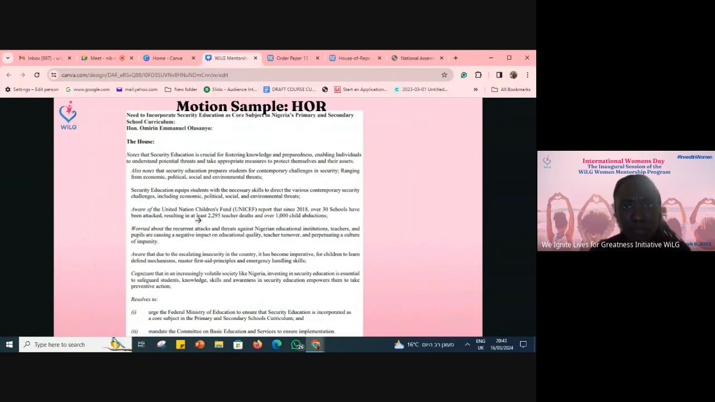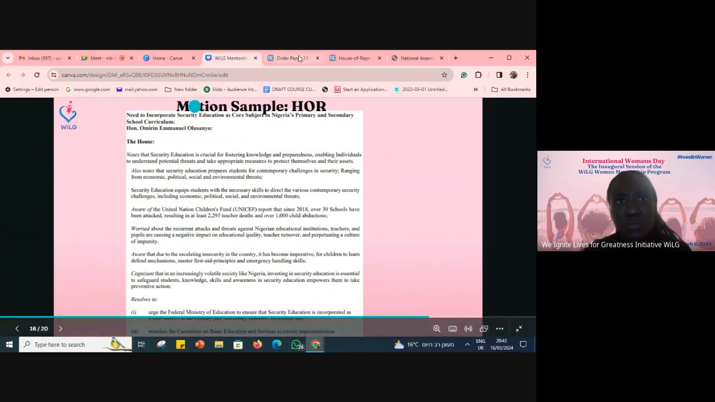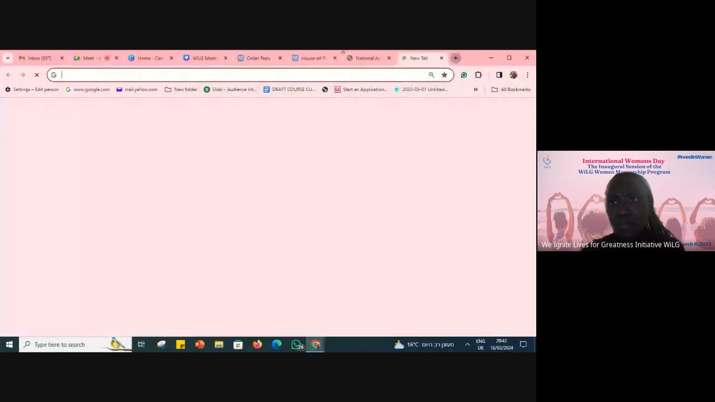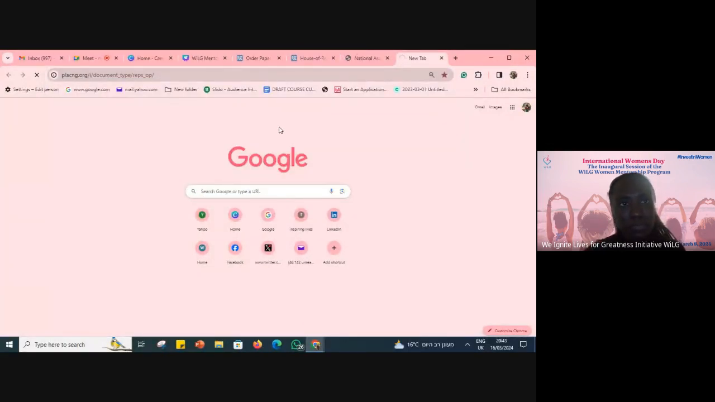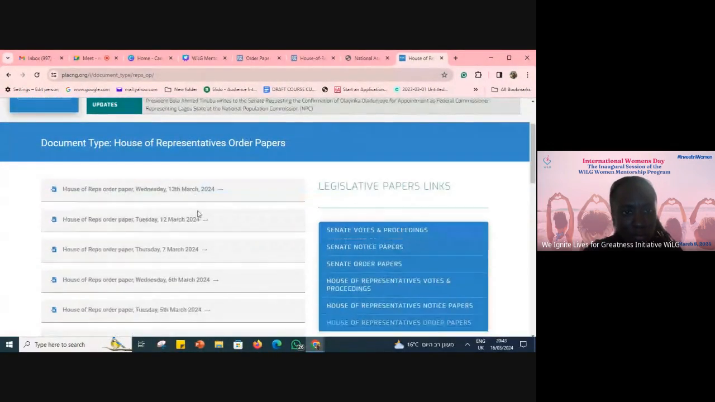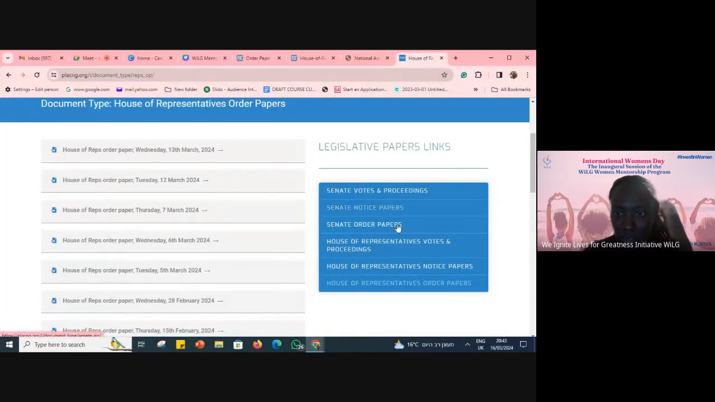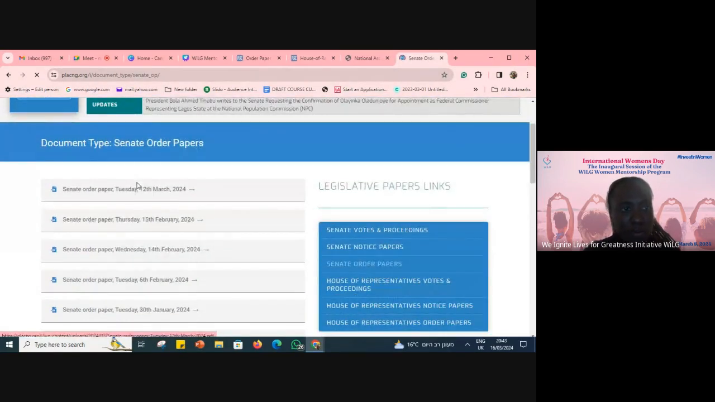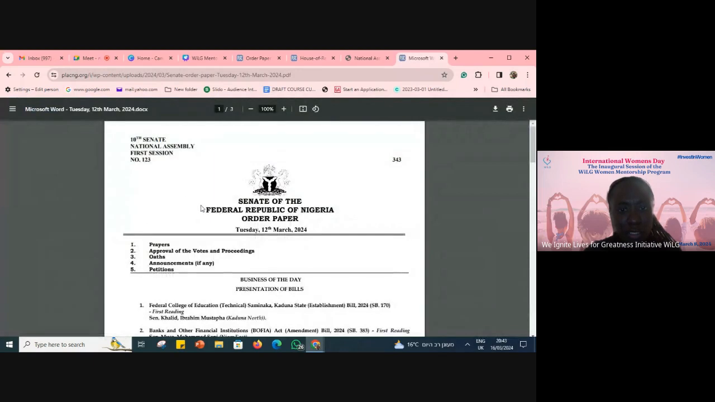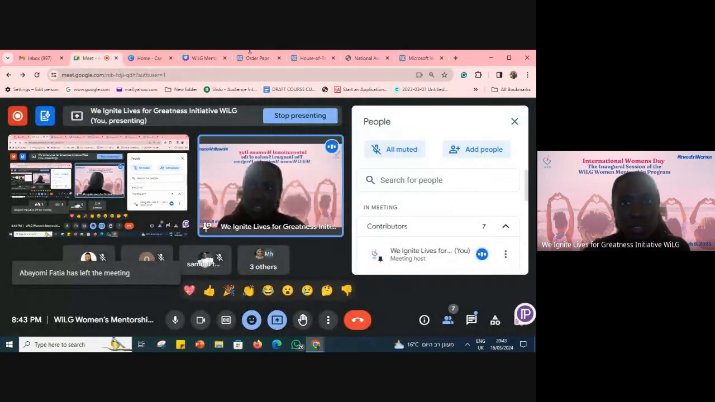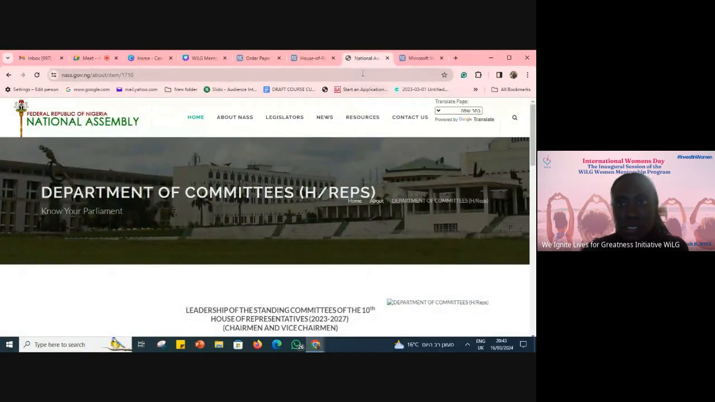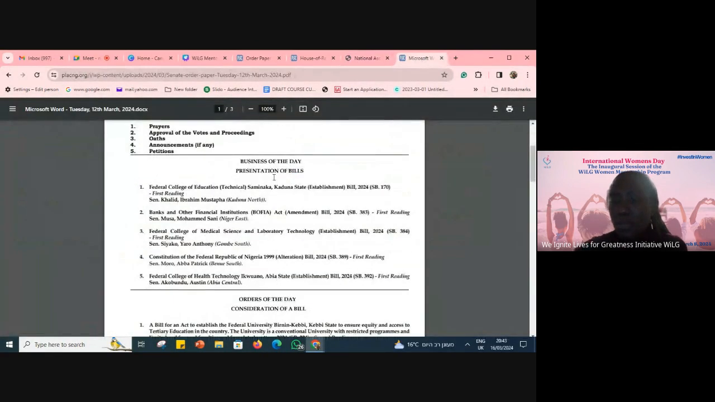I think I didn't show one from the Senate. Let me go to the PLAC website. I needed to show one from the Senate. Senate other paper. Let's see the other paper. So I'll show one from the Senate, and we can see the difference between this. So this is the other. I hope my screen is showing. No, that's not showing. This is the other paper from the Senate.